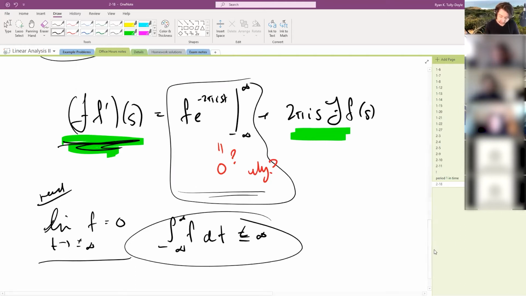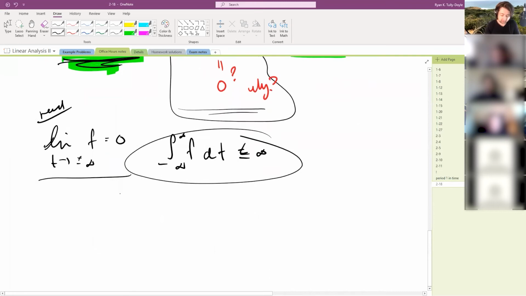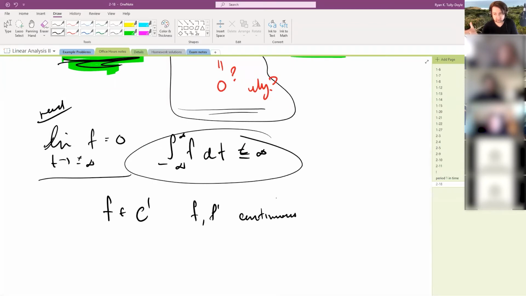One of the things that we showed earlier in the class was that when you had f in C1, remember that f to be in C1 means that f and f prime are continuous. And we've also assumed that these transforms exist. This formula doesn't make any sense if the transforms don't exist, right?